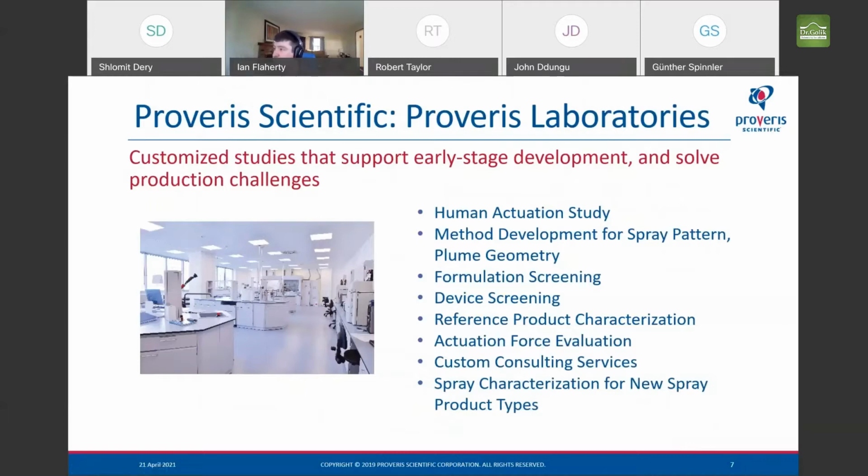So Proveris Laboratories, we look to partner with companies definitely at the early stage, and these are some of the common services that we offer. Usually we start off with a human actuation study where we can understand what the relevant device parameters are for the customer's chosen device, or if they have multiple devices that they want us to screen, and step through reference product characterization, generate data.